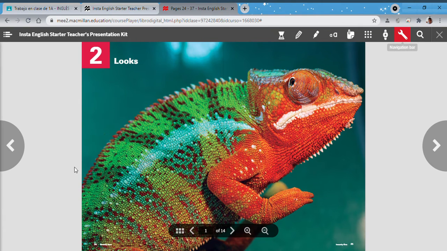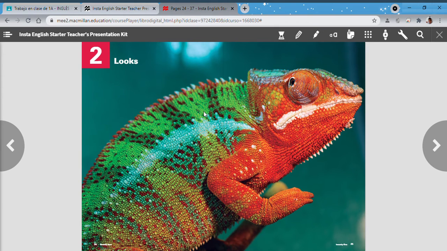So my first activity for this class is to tell me what can you see on this picture. An animal. Okay, it's a possibility. But what animal? Could be a lion, could be a dog, a cat, an iguana. Okay, it's a possibility. It's an iguana. So the topic is about animals.